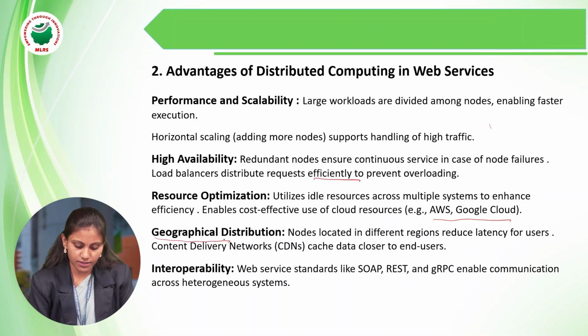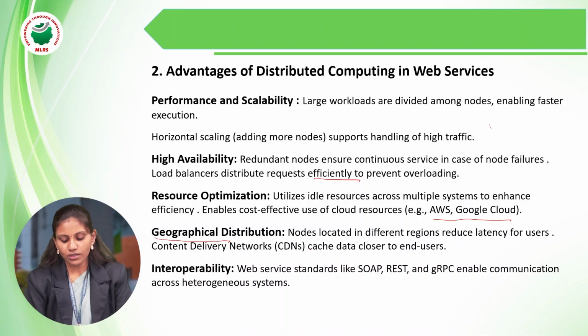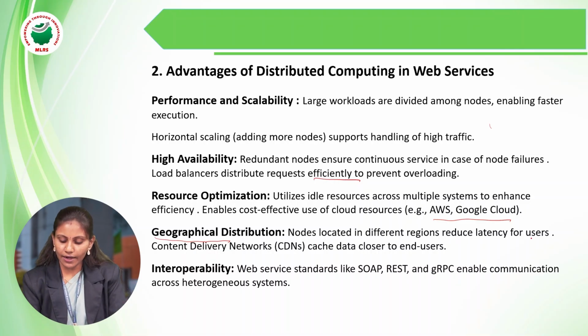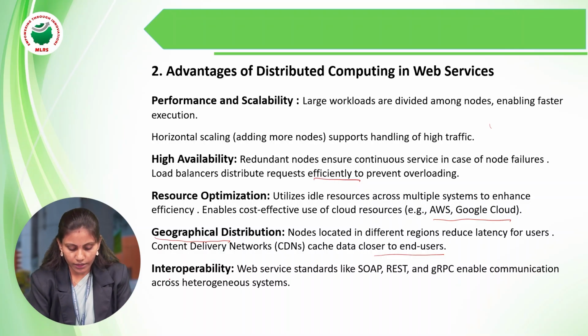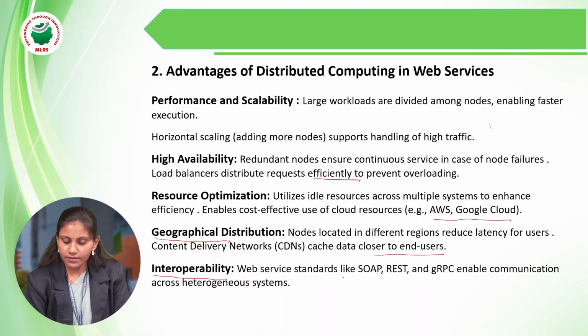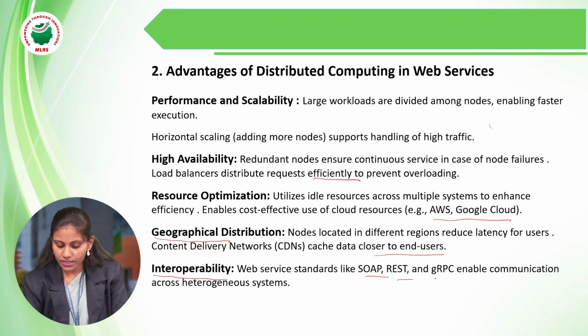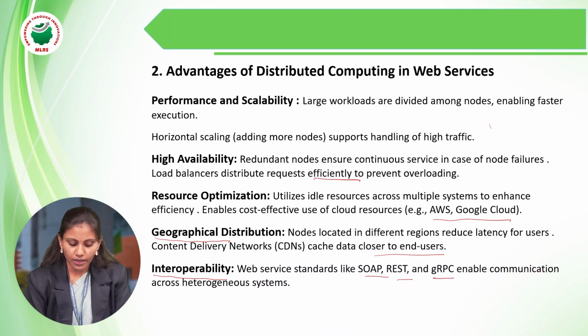Next one is geographical distribution. Nodes located in different regions reduce latency for users. Content delivery networks cache data closer to end users. Interoperability means web services standards like SOAP, REST and gRPC enable communication across heterogeneous systems.